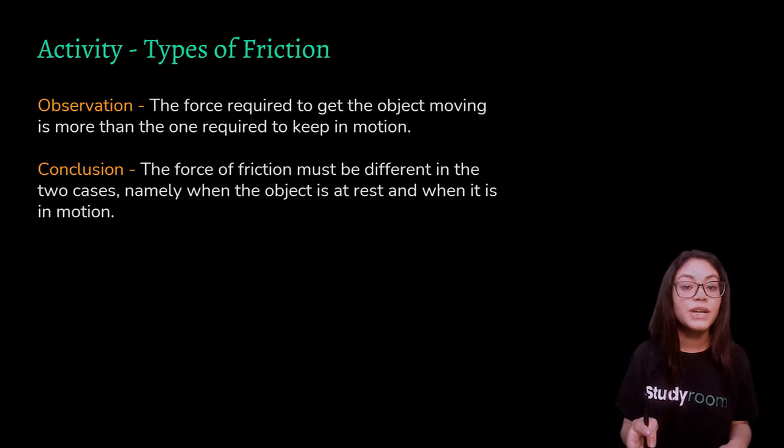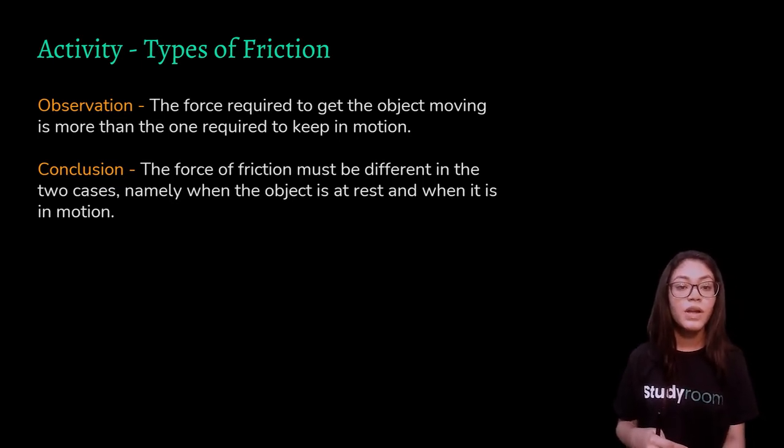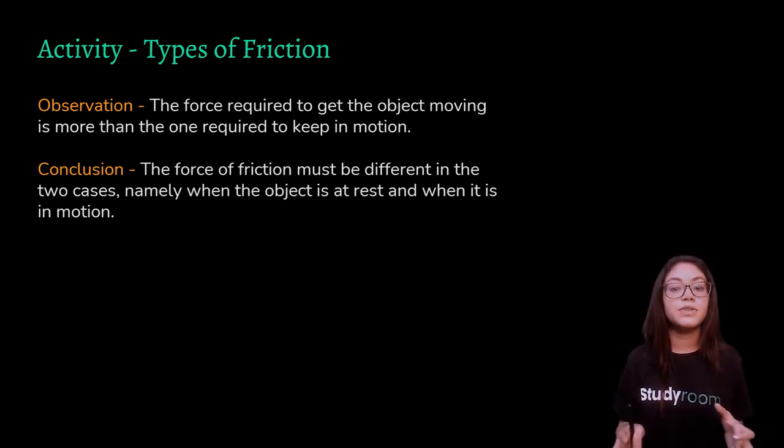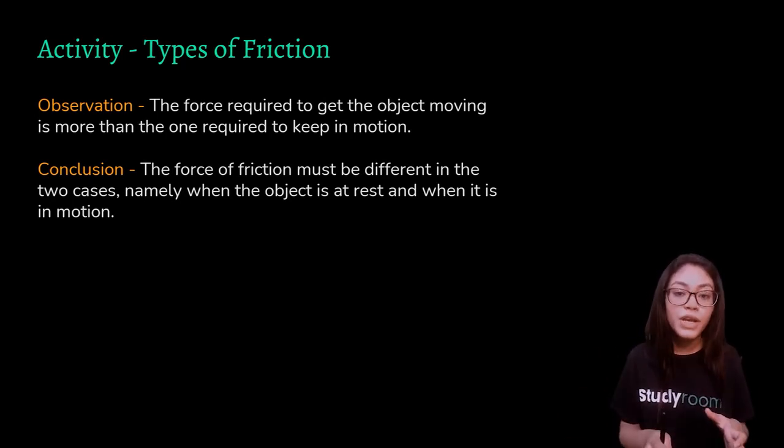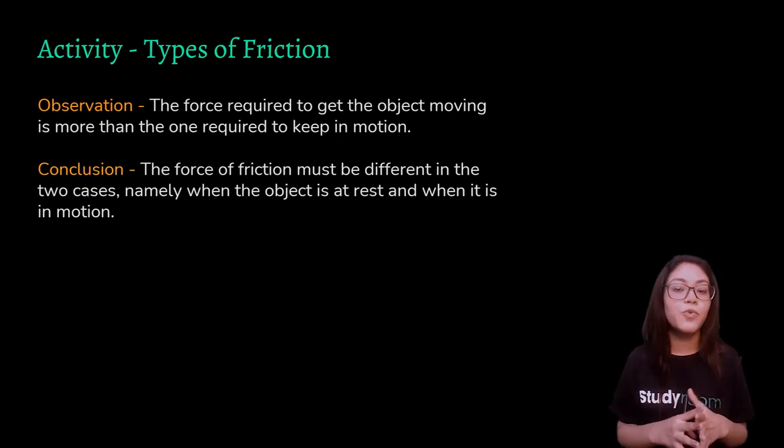So when the object is placed at rest, there will be a higher force of friction required. Now we can conclude that when the object is placed at rest, a higher force is required to move it from rest, and when it's already in motion, a minimal amount of force is required to keep it in motion. Correct?